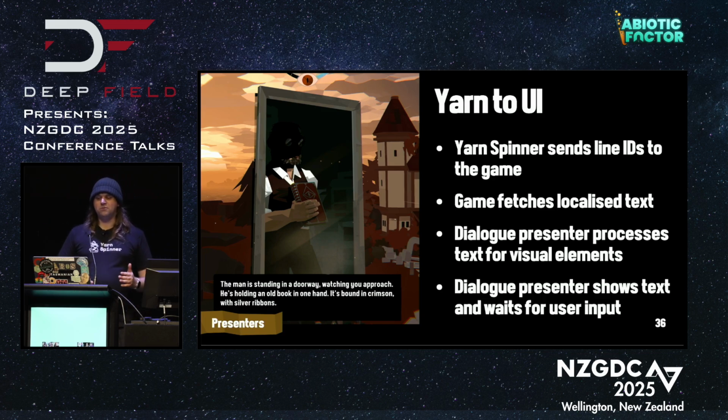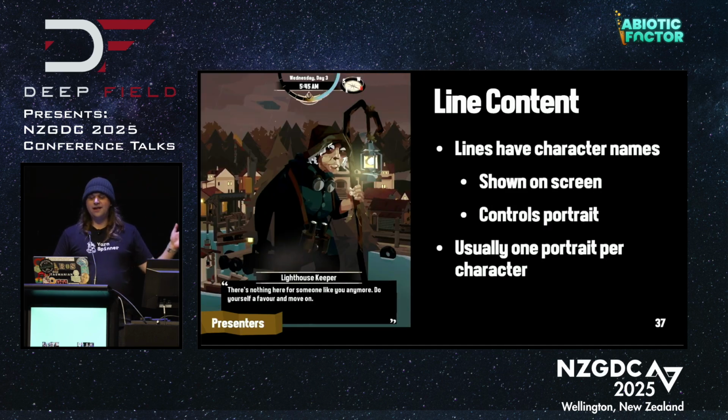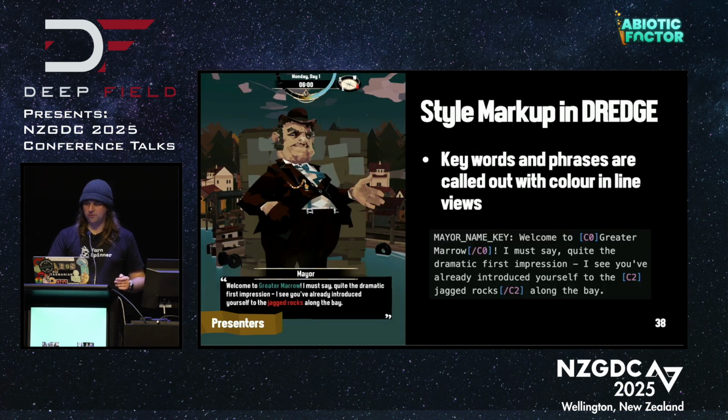But the dialogue presenter is also in charge of processing the text for visual elements. So, for example, it's used for controlling the portrait that we see here, as well as making sure that interaction is appropriately timed. So lines have character names. This is both shown on screen, but also controls the portrait. There's usually only one portrait per character, but there are some exceptions. The scientist in the Iron Rig DLC has a story where basically his appearance changes over the course of his story, and so there's systems in place to make sure that the appropriate thing at the right time is used for controlling his portrait.